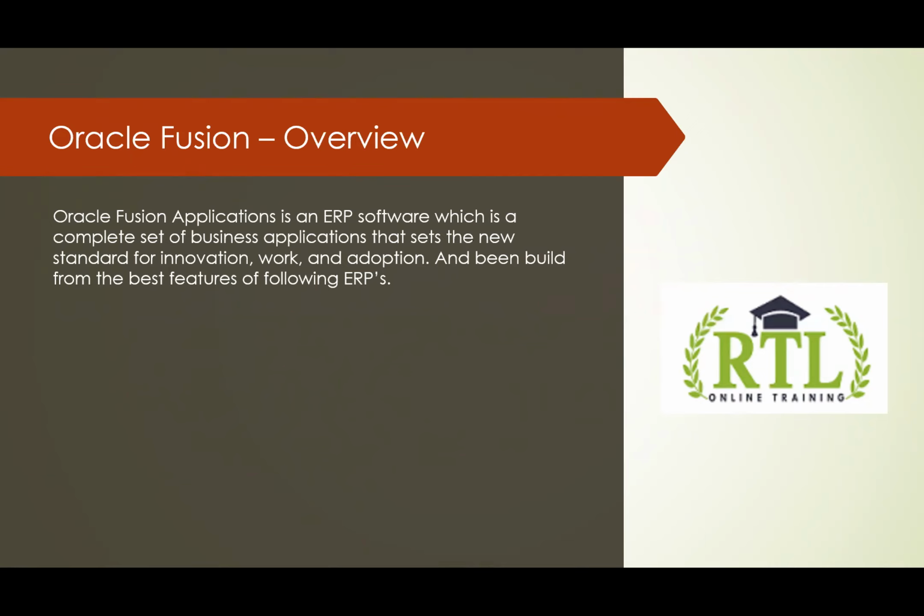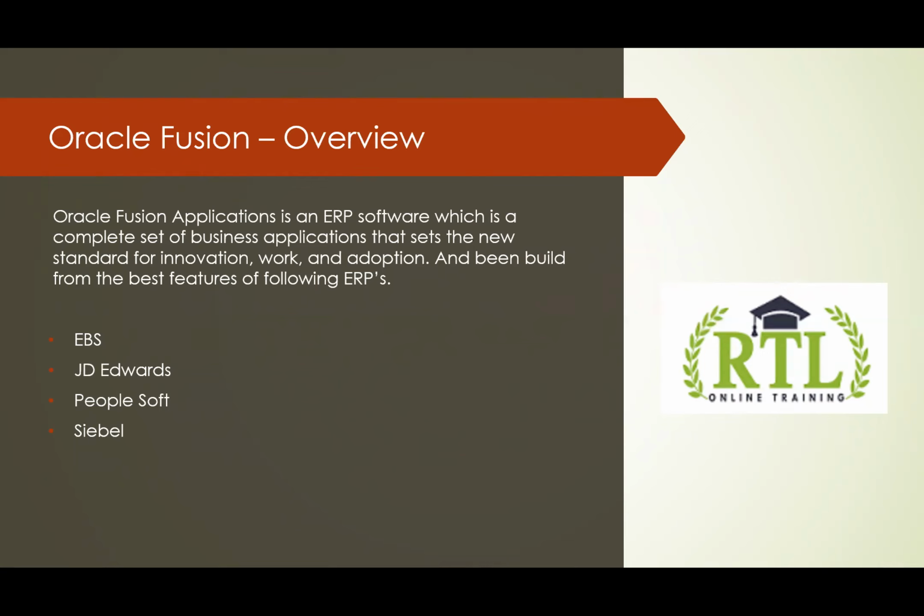It has been built from the best features of the following ERPs. They have taken EBS, JD Edwards, PeopleSoft, and Siebel. These are the four ERPs they have taken as a base, and they have extracted the best features from each of the ERPs and designed a clubbed, ultimate product which has the best features in all the ways. From the sales point, the HCM point, the financial point, the PPM point, the manufacturing point, it is going to have the best features in the application. So this is all about the overview of the Fusion application from the functionality side.